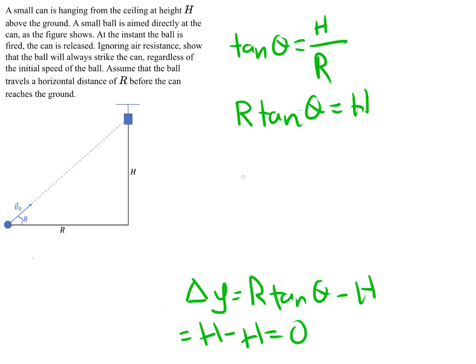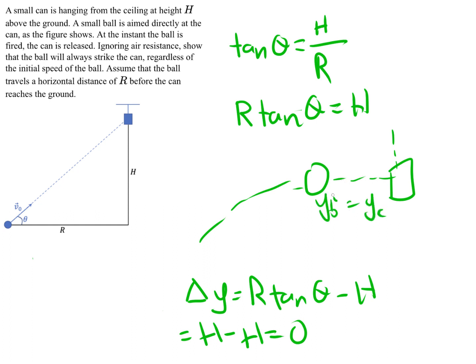So that means that the y difference between the ball and the can at any given moment is 0. So let's say if we fire the ball and the ball's here, and we drop the can, it will be at the exact same y level at any given moment. So the initial velocity of the ball doesn't matter as long as it can travel the distance r before the can actually hits the ground and everything stops. So this is how you would prove that the ball will always hit the can if there's no air resistance and if it reaches the can in time.